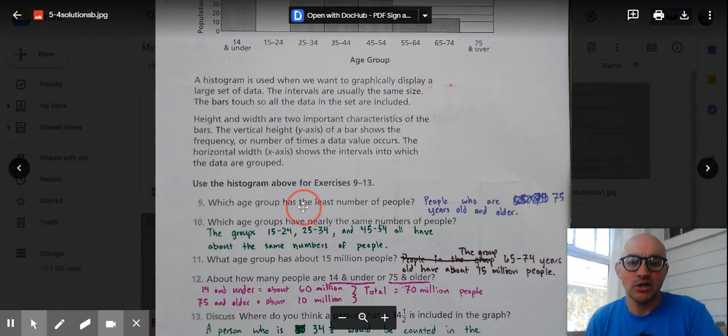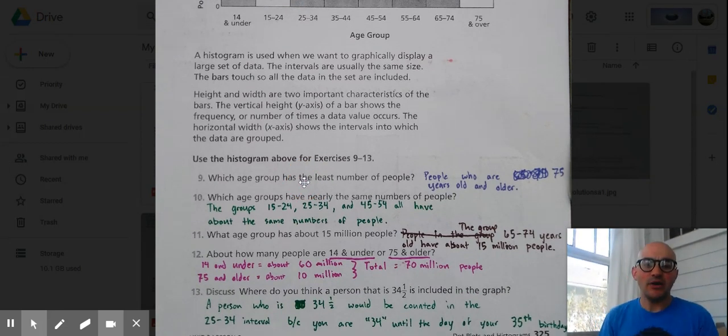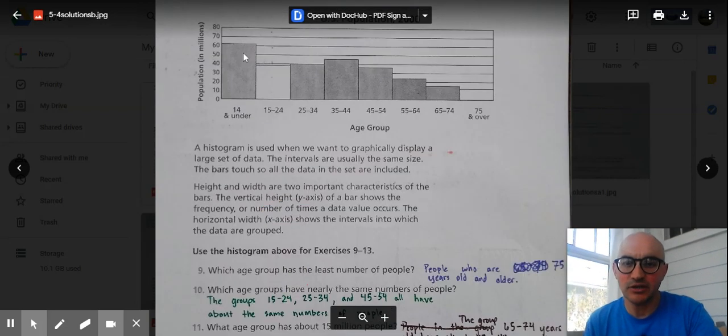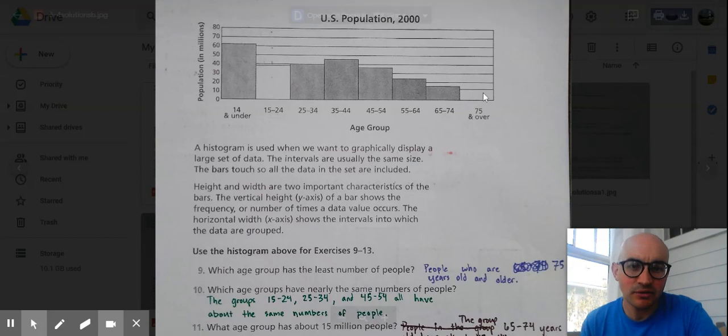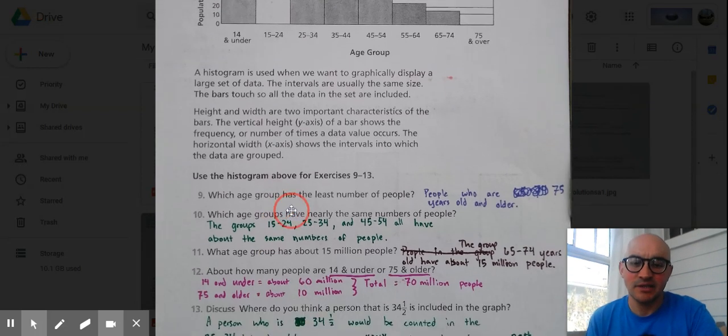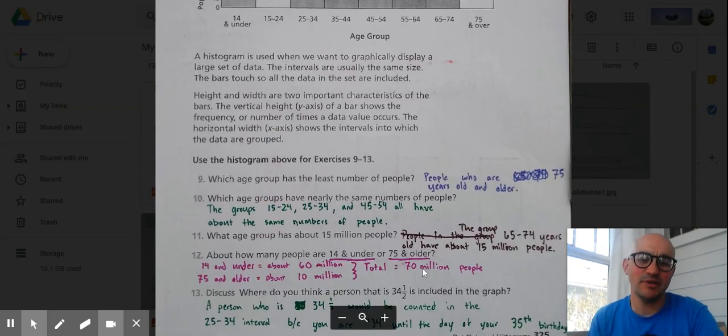Okay. Question 12. About how many people are 14 and under, or 75 and older? Well, let's look. First, 14 and under. I trace it up. I say, oh, that's 60 million. 75 and older, I'd say it's about 10 million, let's say. And so, of course, 60 plus 10 is 70 million people. So about 70 million people total fit into these two categories, okay?